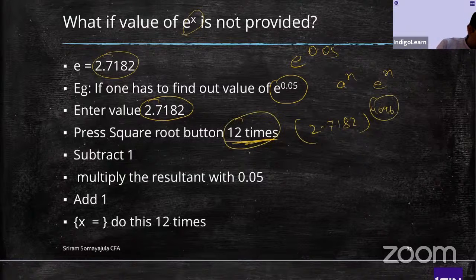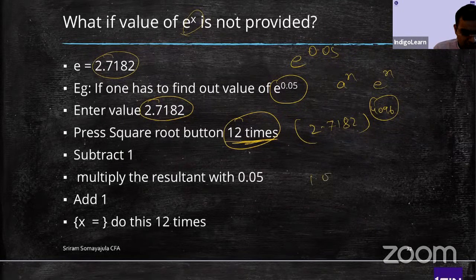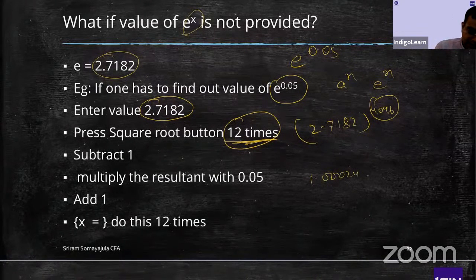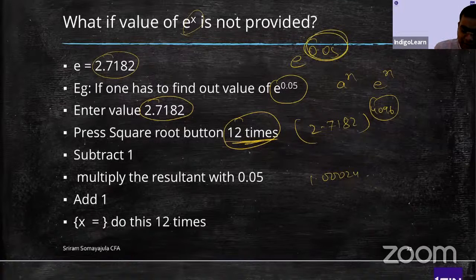If you want, I can actually do it along with you. 2.7182. Okay, then I find out the square root. 1, 2, 3, 4, 5, 6, 7, 8, 9, 10, 11, 12. So you will get something like 1.00024 something, right? Subtract 1, minus 1. Okay, you will get some value. Then multiply the resultant with the exponent that you want. Here we want to find out the value of e power 0.05. So you multiply whatever is there on your calculator into 0.05. You'll get another value. To that you add 1.